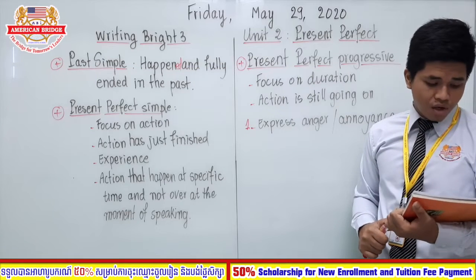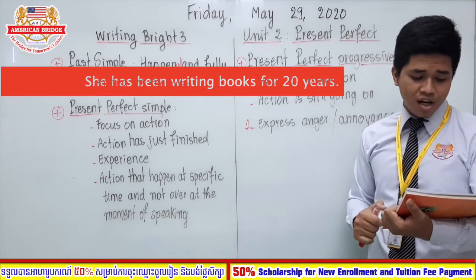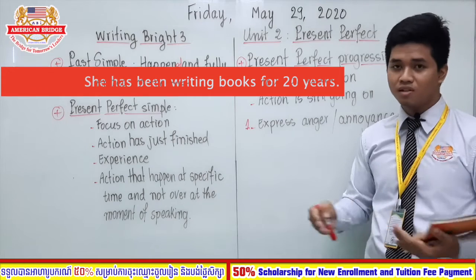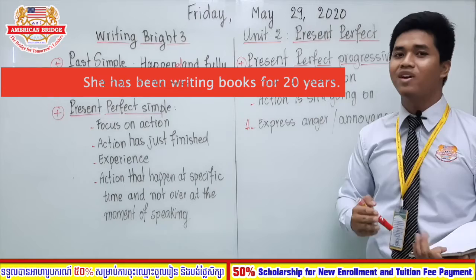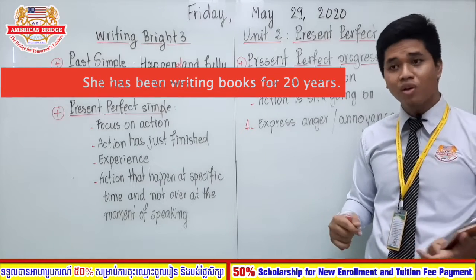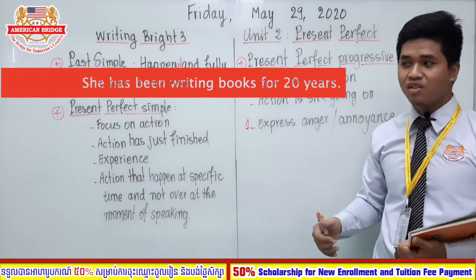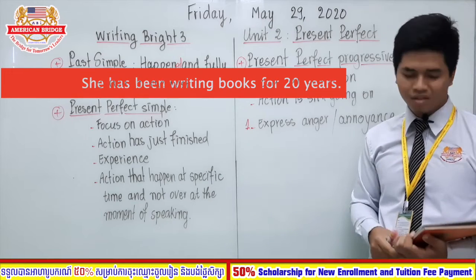Now let's move on to number 7. She has been writing books for 20 years. So it focuses on duration. For 20 years, it's too long.